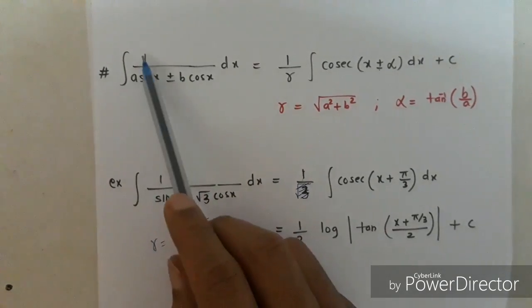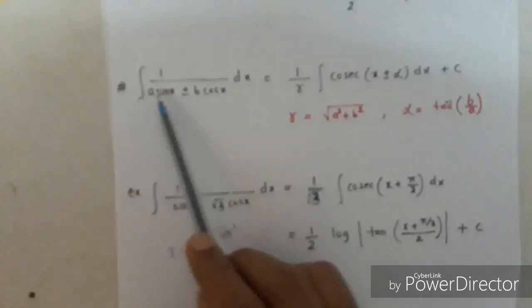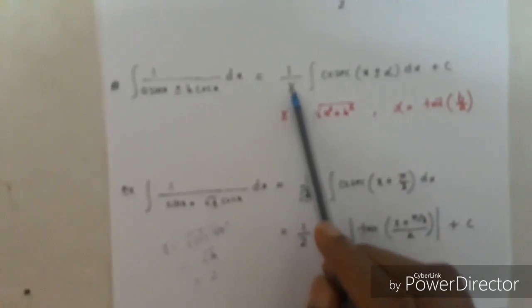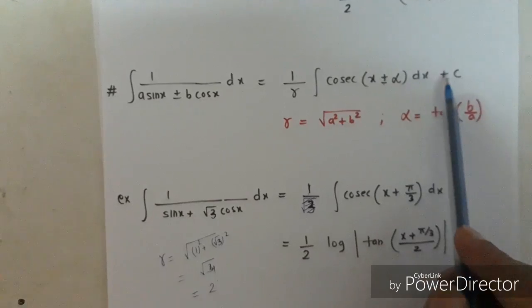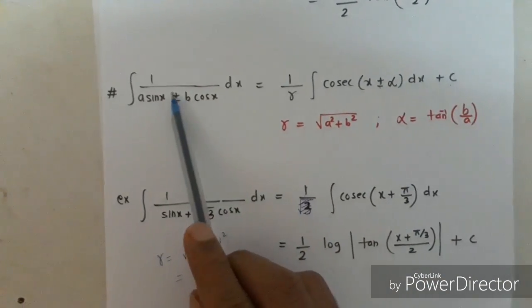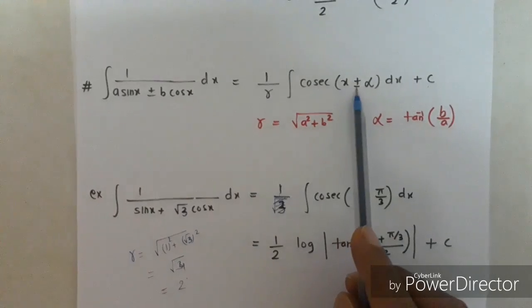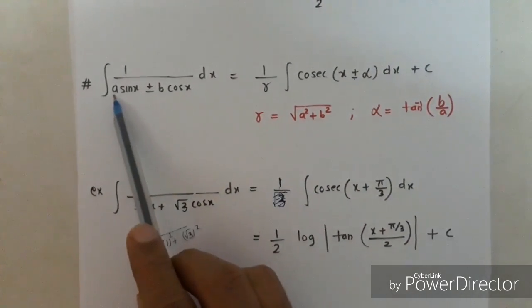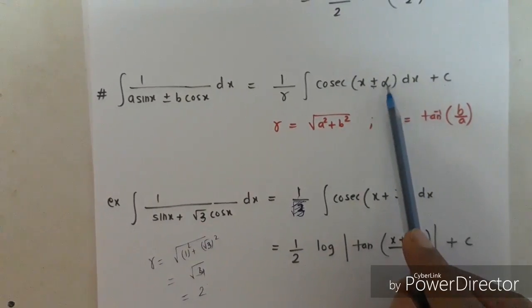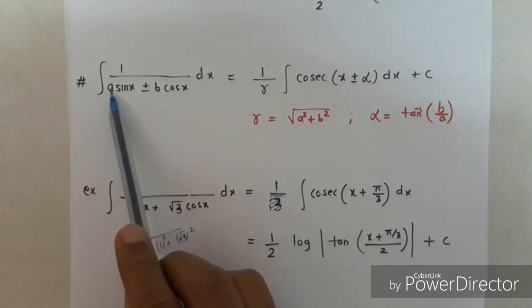Another very important question is integral 1 by (a sin x plus or minus b cos x). That is equal to 1 by r integral cosec (x plus or minus alpha) dx plus c. If it's plus here, then it is plus here. If it's minus here, then it is minus here. Where what is this r value? The r value is root of a square plus b square. And what is this alpha value? It is tan inverse of b by a.